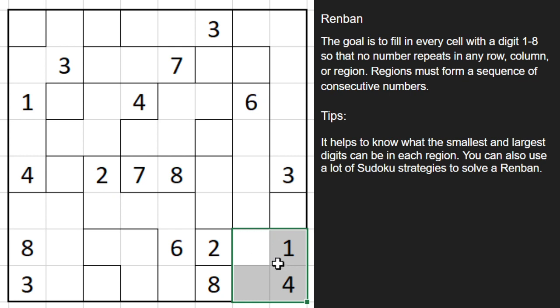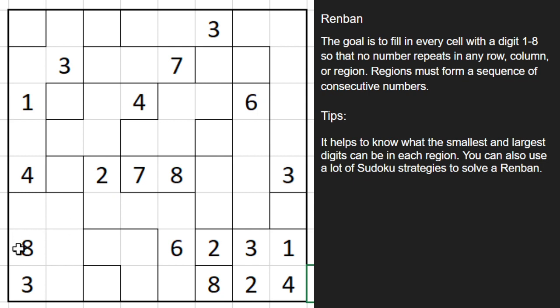So if we look at this region here, we see a 1 and a 4. Well, we know a 2 and a 3 has to be in here as well, because that would connect these digits. And the 2 can't go here, because that would break the rule where the digits repeat in the row. So since the 2 can't go here, it has to go there, forcing that cell to be a 3.